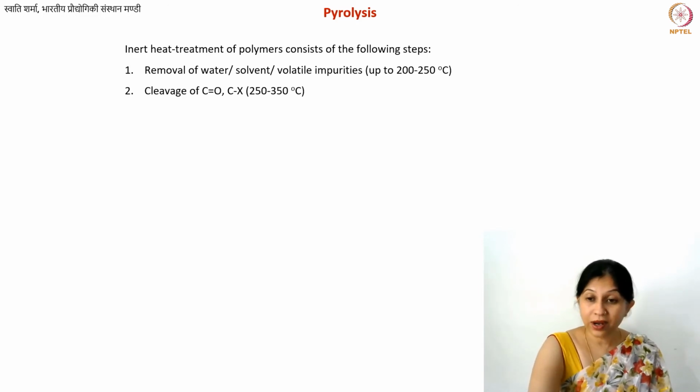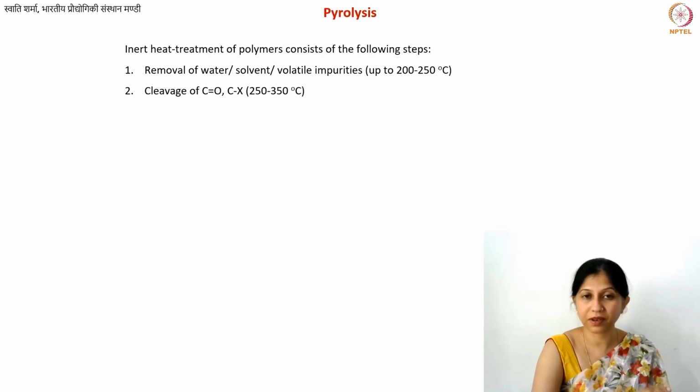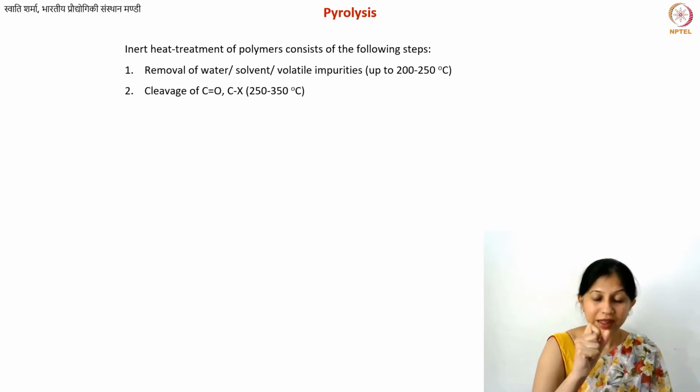Okay, now interesting things start to happen. The carbon-oxygen bond cleavage takes place above 250. So this is a range, 250 to 350 degrees centigrade. So that will depend upon the exact chemical structure. But as I said, let's define some general rules.